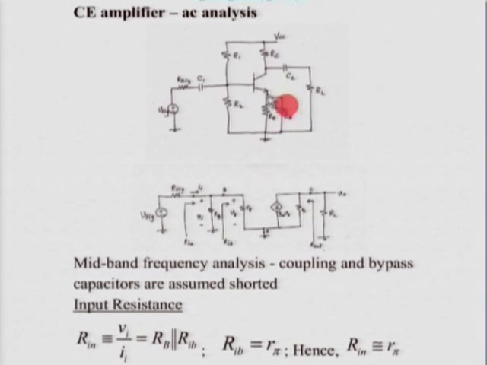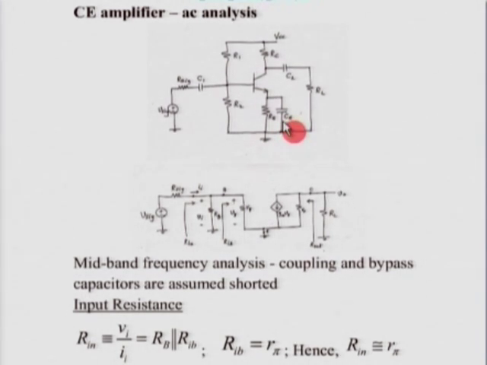Now, we can have two types of common emitter amplifier depending on whether we have a capacitor connected between emitter and ground or not. In the first case, the most common case, we would have a capacitor Ce connected between emitter and ground. In today's lecture, we will not look at the details of the low frequency response.